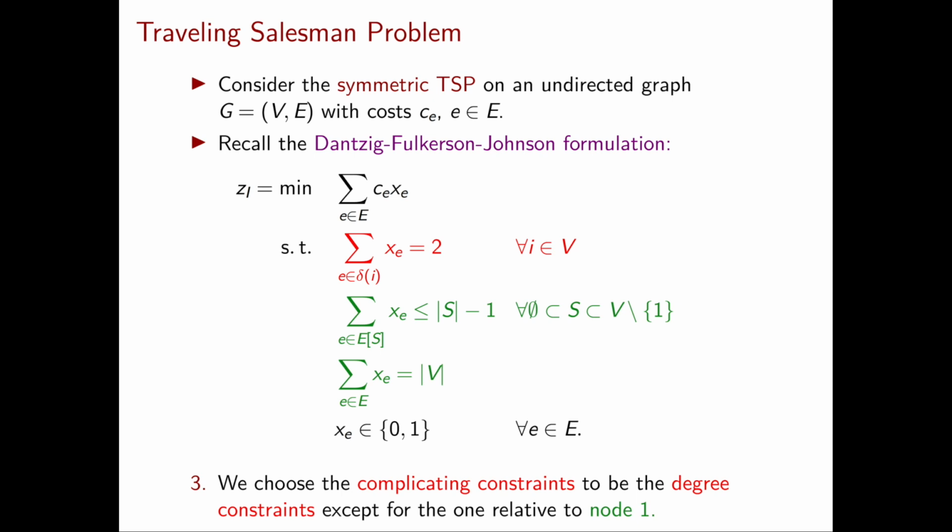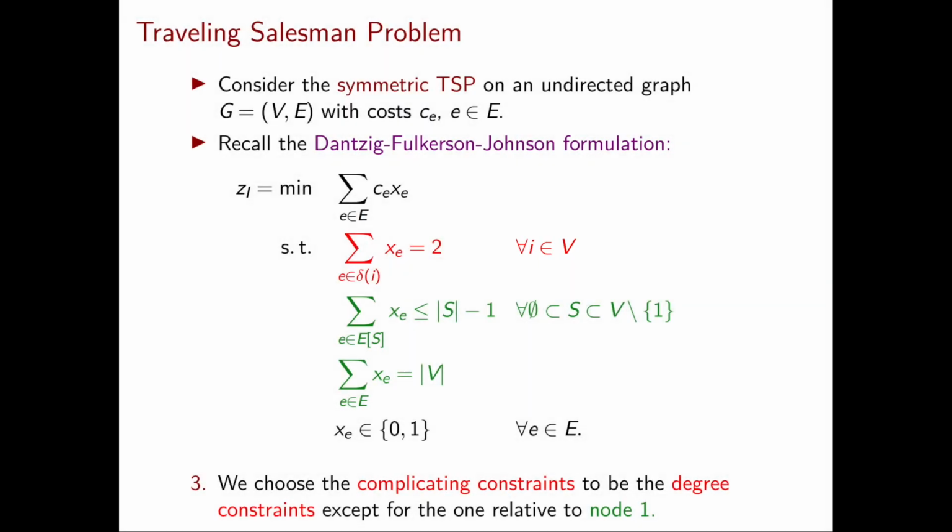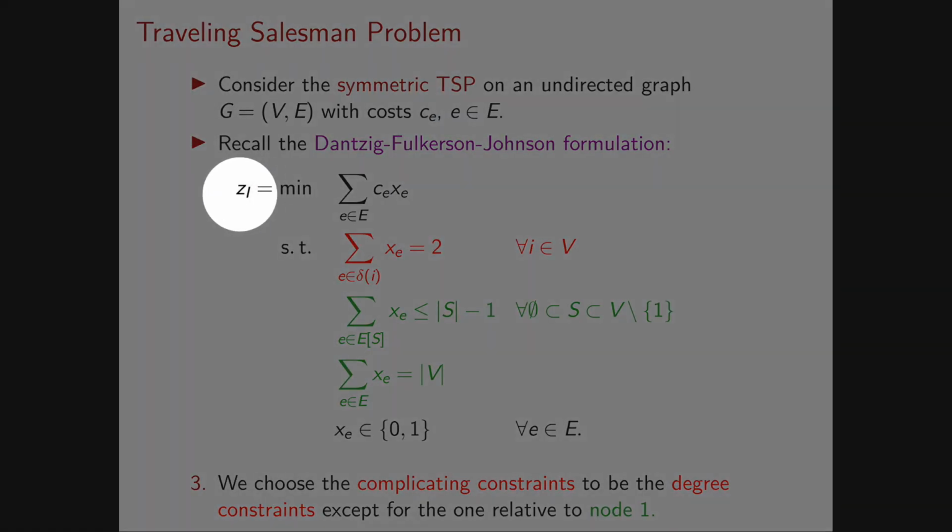In order to construct a Lagrangian relaxation, now I have to choose which are the complicated constraints that I want to bring into the objective in the Lagrangian relaxation. And the choice that we make at this point is to pick as the complicated constraints all the degree constraints except for the one corresponding to node 1. For some reason, I want to keep these very specific degree constraints among my constraints. So far the problem as it's written still gives me Z_I.